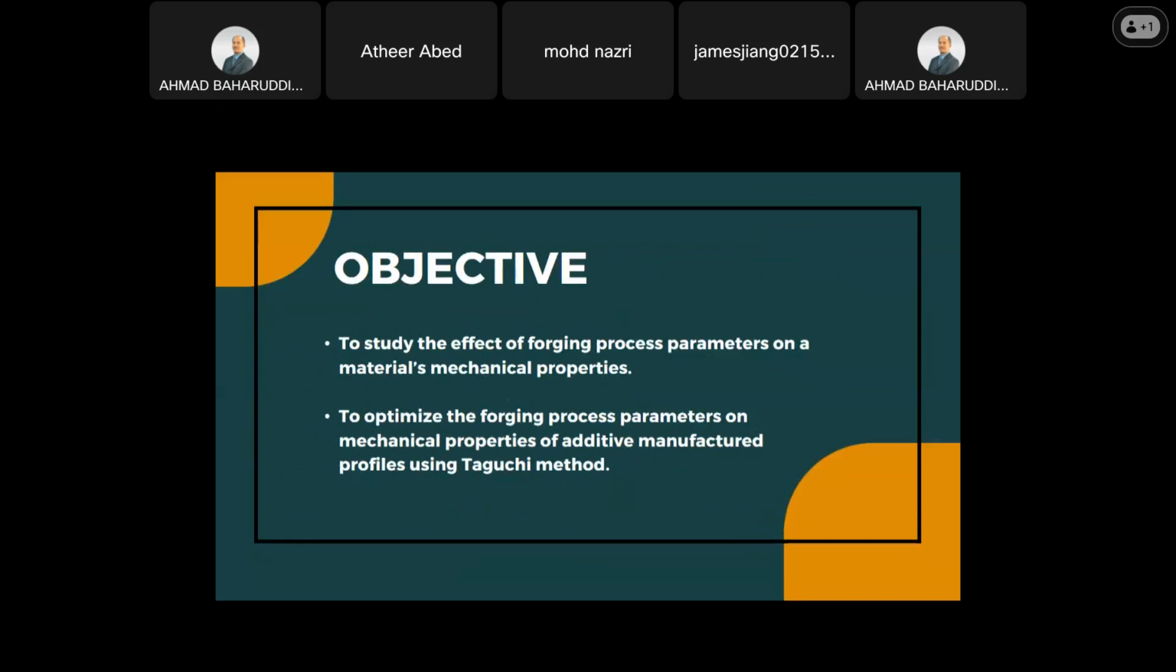And right here is the objective. So the objective for my project is to study the effect of forging process parameters on a material's mechanical properties and to optimize the forging process parameters on the mechanical properties of the additive manufactured products using the Taguchi method.